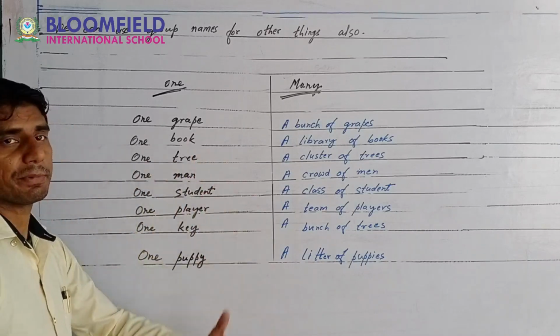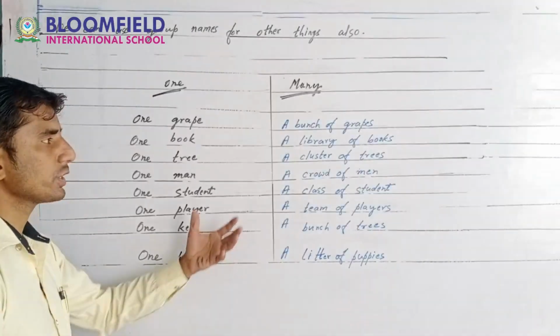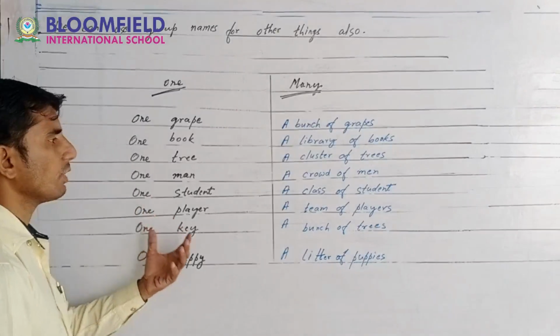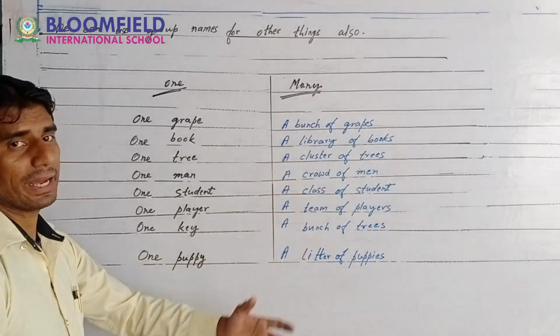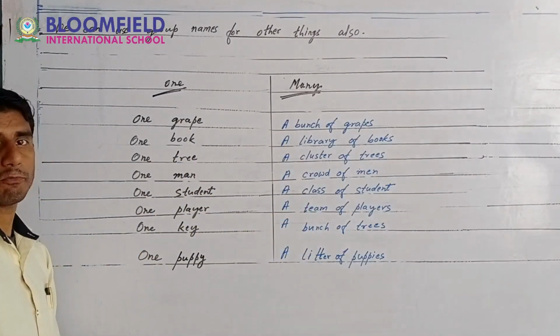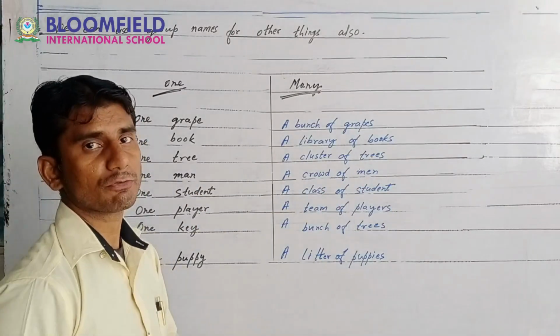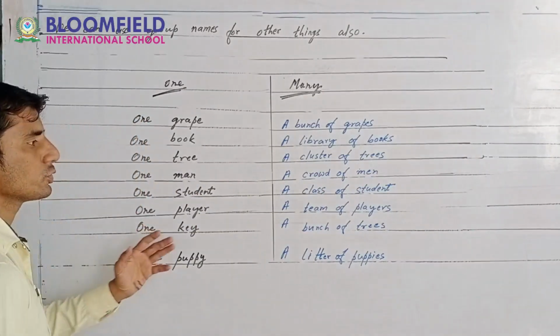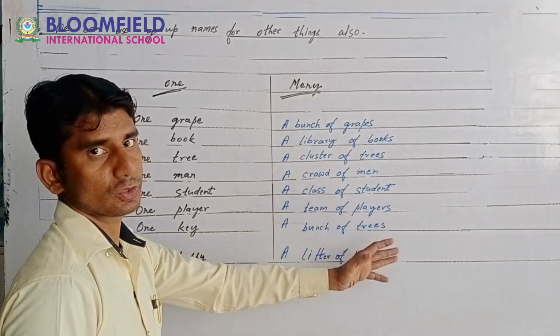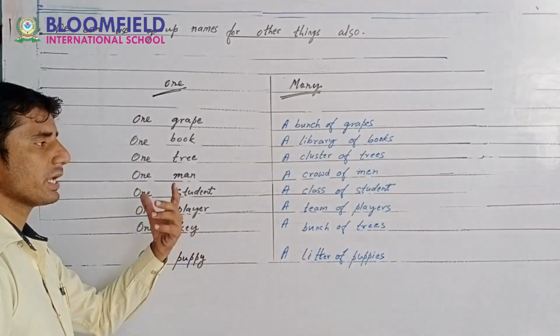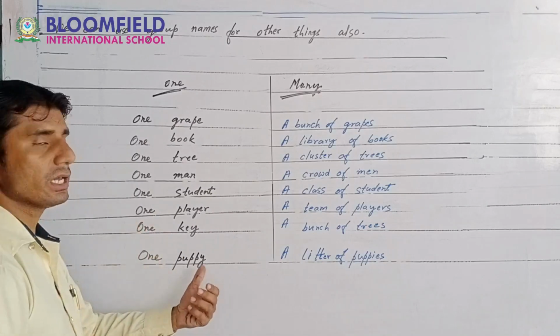One book, a library of books. One tree, a cluster of trees. One man, a crowd of men. You have to be very careful, guys, with man and men, even with the pronunciation. One student, a class of students. Next is one player, a team of players. One key, a bunch of keys.